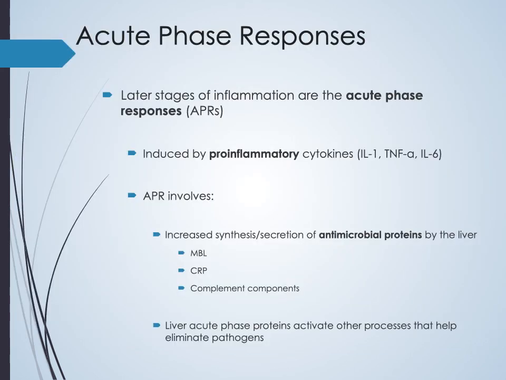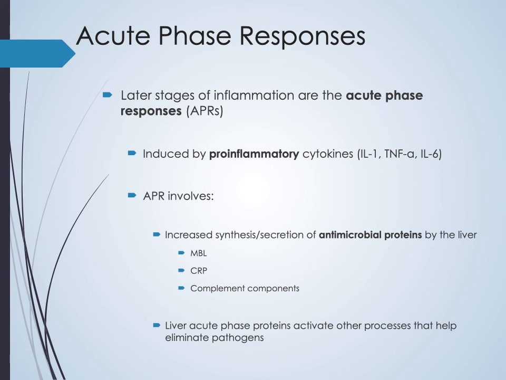So when we look at inflammation, there are later stages of inflammation, and these are known as the acute phase response, or APR. And so this is induced by pro-inflammatory cytokines. So again, we want the response to continue so we get repair, and so cytokines are going to help to make sure that happens.